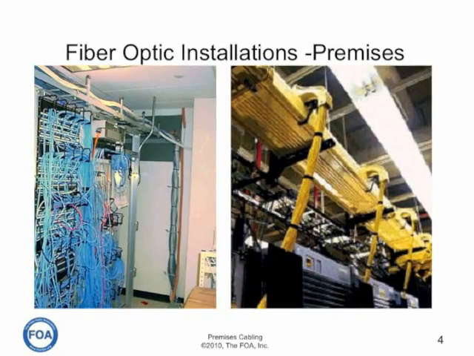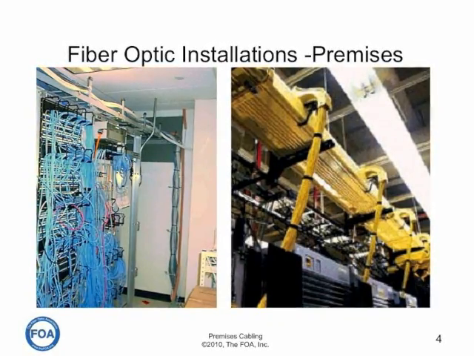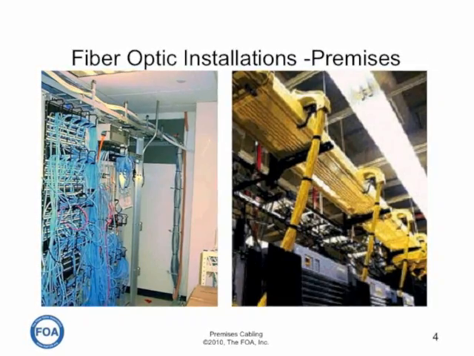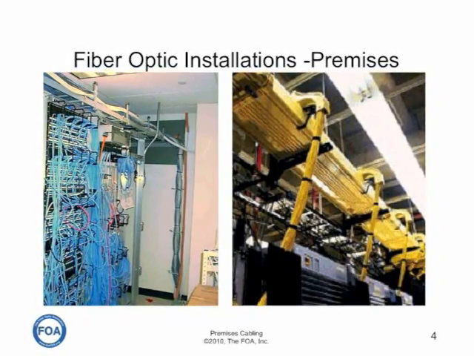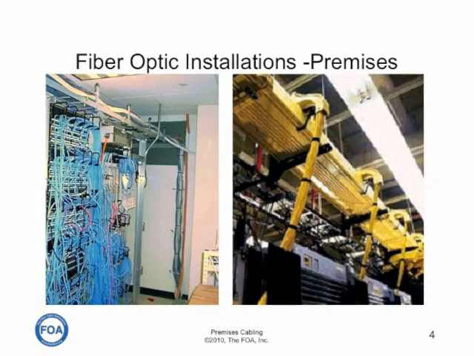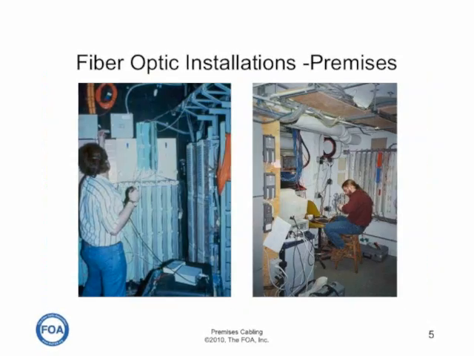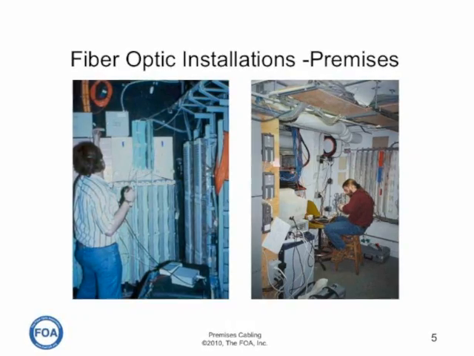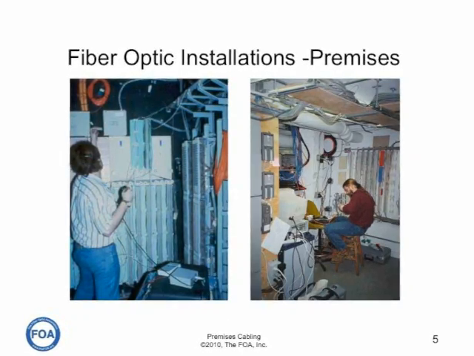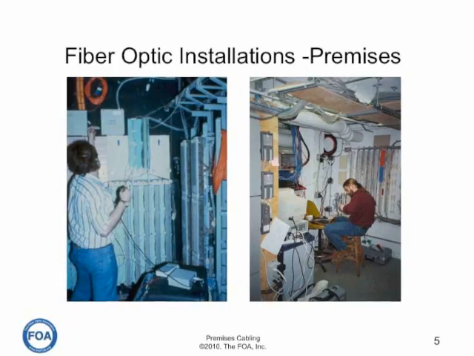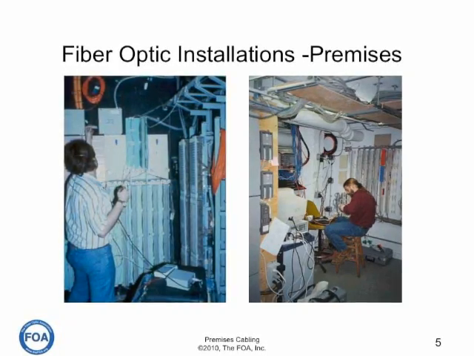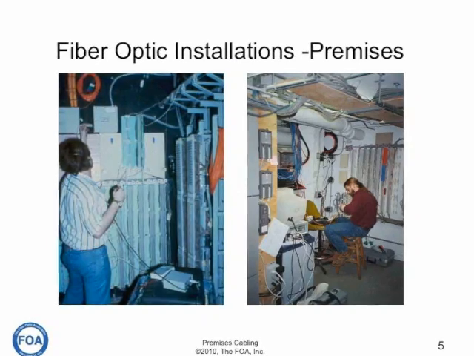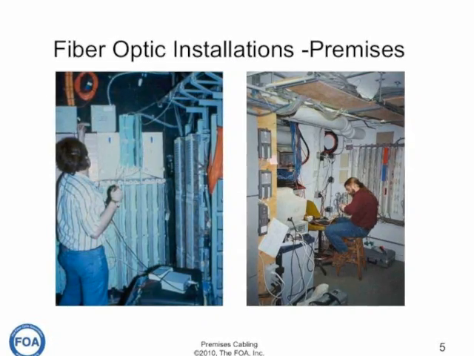Fiber optics is widely used in premises applications, whether it's in telecom closets, shown on the left, or in central offices, shown on the right. And rather than large crews of workers and lots of big, heavy equipment, premises fiber optic cabling is generally installed by one or two workers, often working in crowded telecom closets like this.